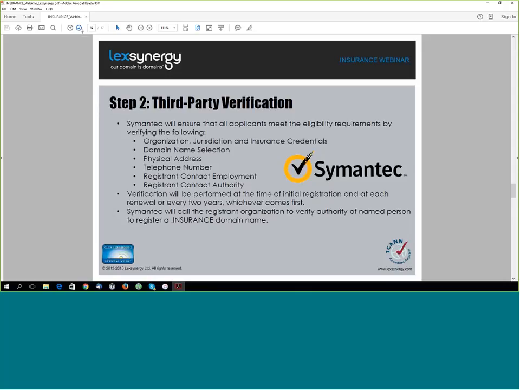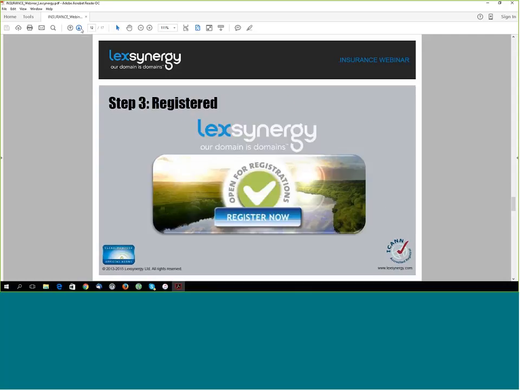And now this verification process happens, as Craig said, upon applying or registering a domain name, and then upon the renewal or every 2 years thereafter. We would suggest that if you don't want to be burdened with the verification every renewal, rather go for a 2-year registration so that you then know once you've passed that, you only have to be re-verified in 2 years after that. Then if you pass that, all is good, your domain name is registered, ready for you to use.